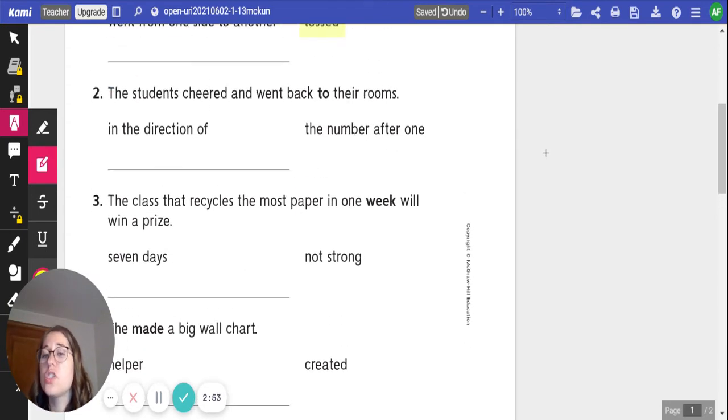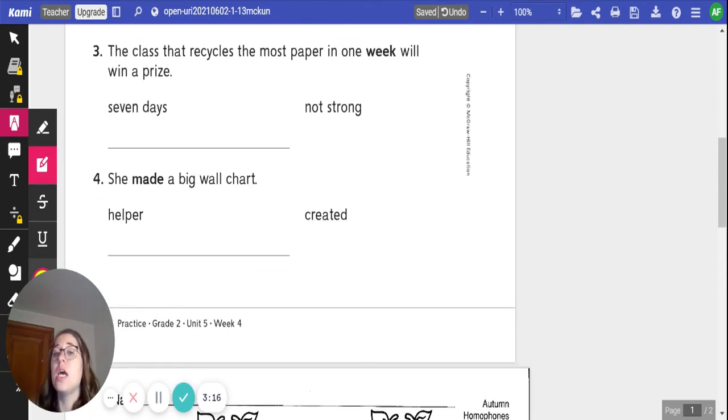Number 2, the students cheered and went back to their rooms. 2 is our bolded word. Does that mean in the direction of or the number after 1? So does it mean the number 2 or does it mean in the direction of? If they're going back to their rooms, they're going in the direction of.